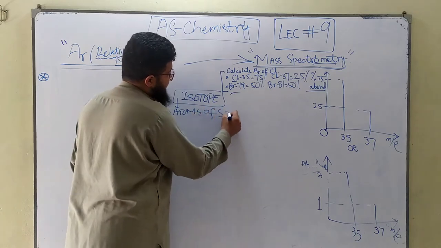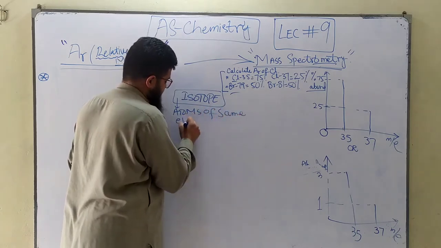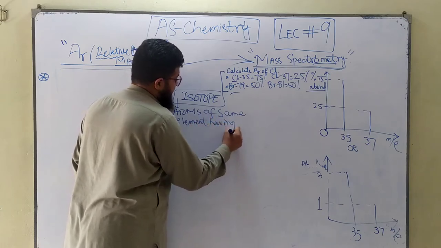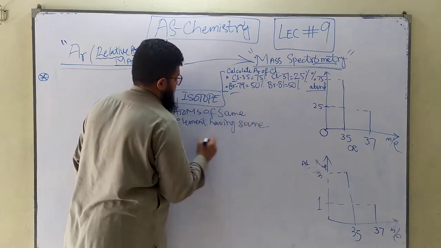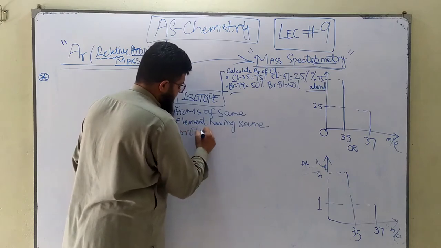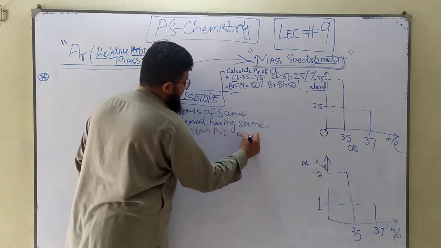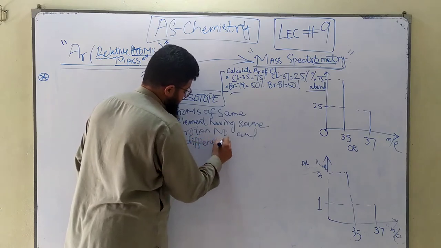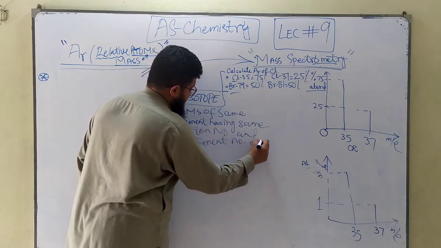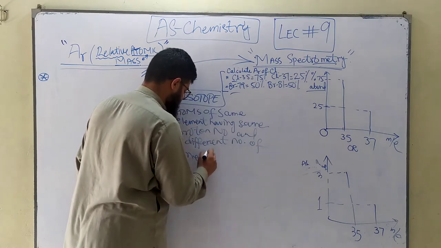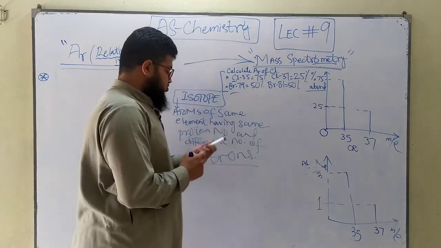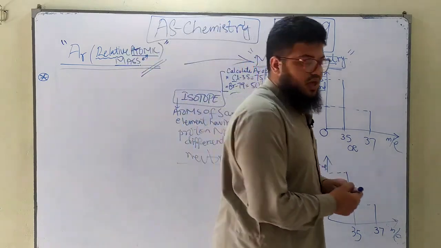of the same element having the same proton number and a different number of neutrons. You have done this in your O levels, of course. So this is what the definition of an isotope is.